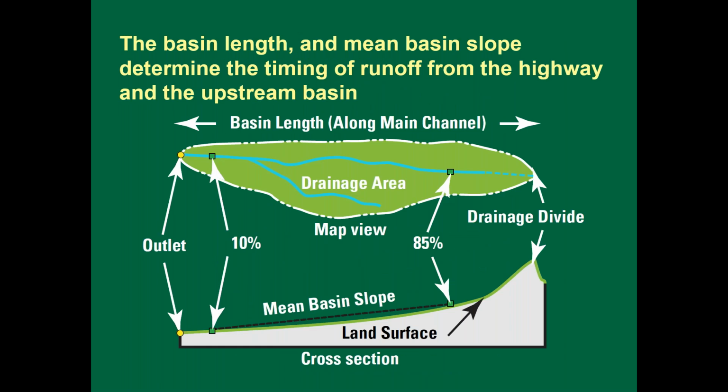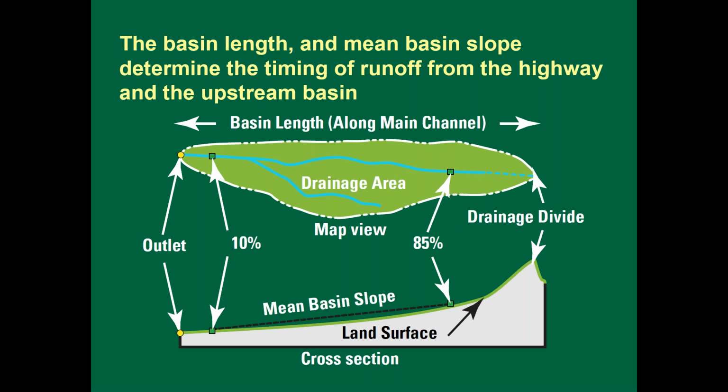As we discussed on the basin properties, the basin length and mean basin slope determine the timing of runoff from the highway and upstream basin. This is a schematic diagram of a basin with a map view and a cross-section showing these physiographic basin properties. We use this representation for the highway and the upstream basin. The basin length, also known as the main channel length, is the total distance in miles from the point of interest to the highest point on the basin boundary following the main channel route. It might be longer than the straight line length between the point of interest and the selected point on the basin divide if the channel is sinuous, which is more likely for a river than a highway.